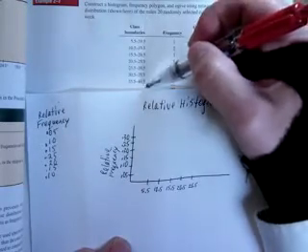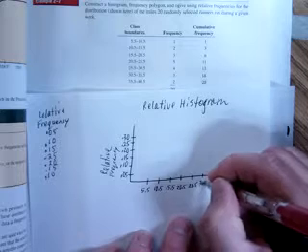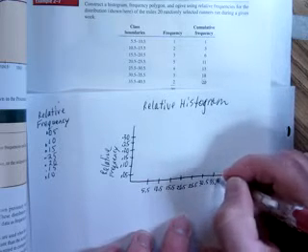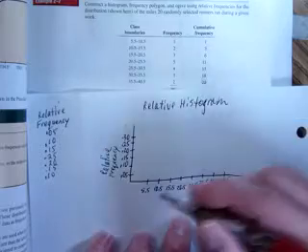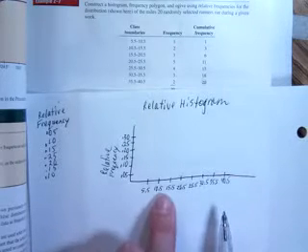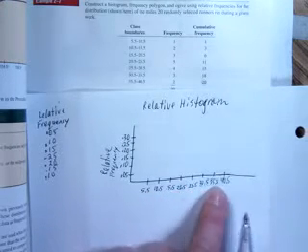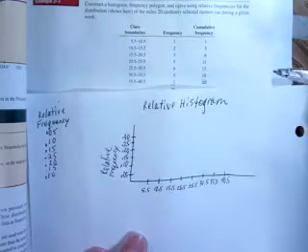Okay? So now, if I was to do a relative histogram, I would be measuring the heights of my bars according to these numbers, not according to these numbers. So what would that look like? Let's find out.